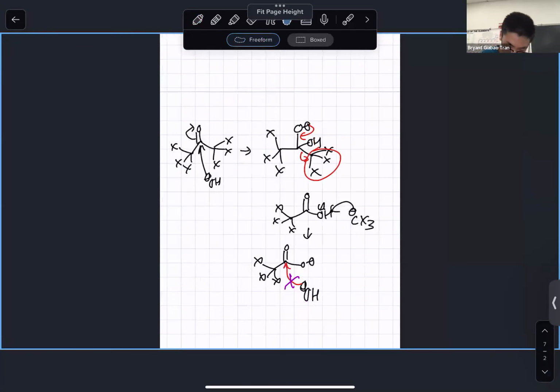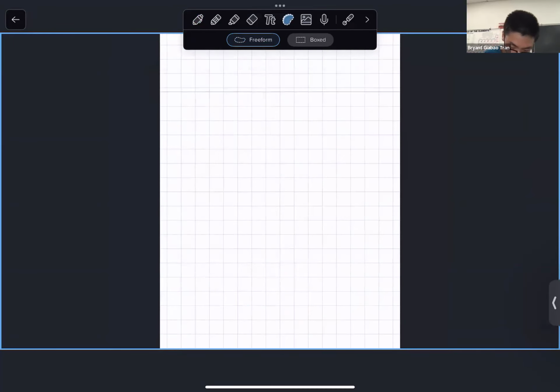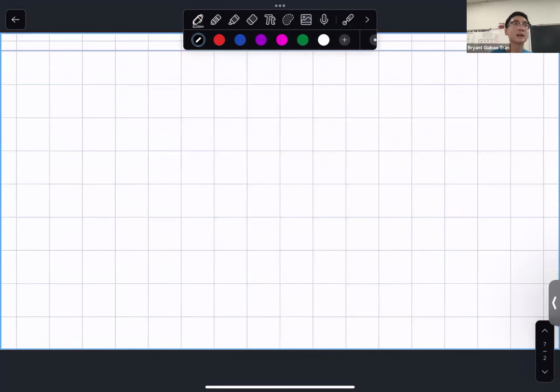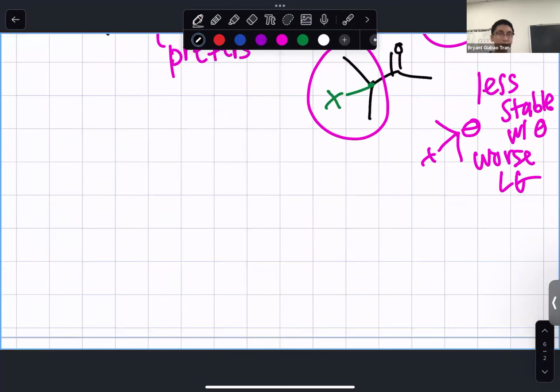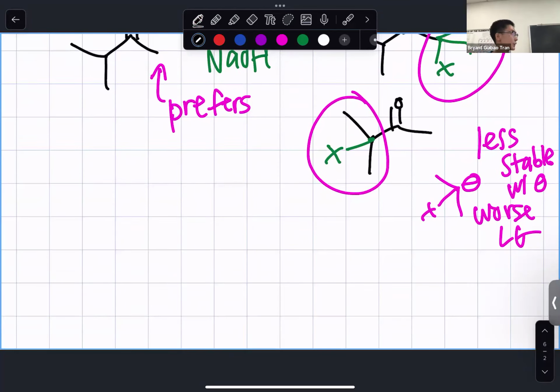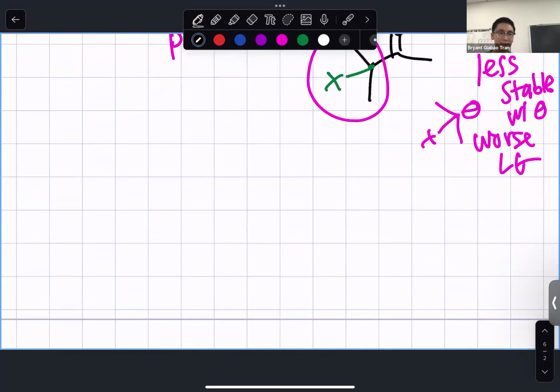Yeah, so this cannot happen in the first place. Okay. Any questions on the alpha halogenation reaction? It's more used in the lab to test for methyl ketones, right?